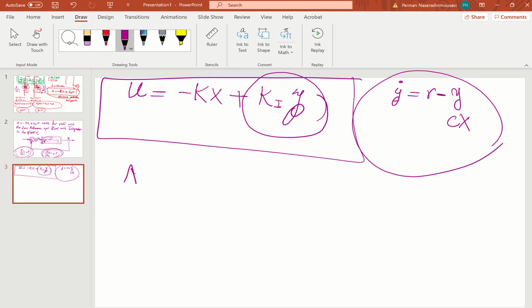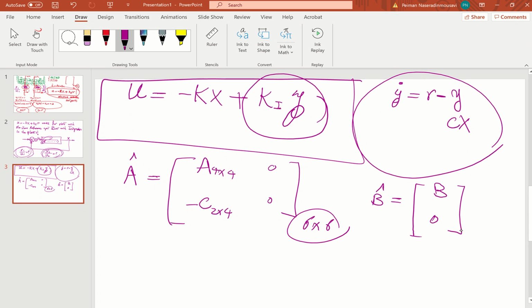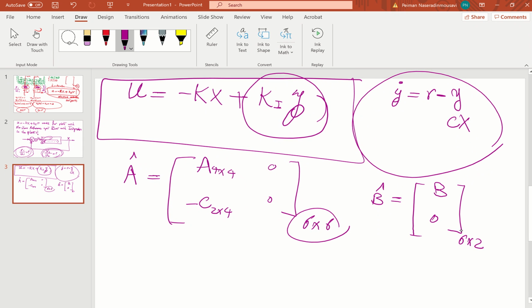So what are you going to do? You're going to have A hat, as I told you previously, with A0 minus C0, but your A is a 4x4 matrix and the C is a 2x4 matrix. That's right, remember? So this is going to be 6x6, and B hat must be how much? B and 0, because this is going to be 6x2. So you're going to have 2 zeros. On the other hand, your B is going to be your old B, 0, 0.